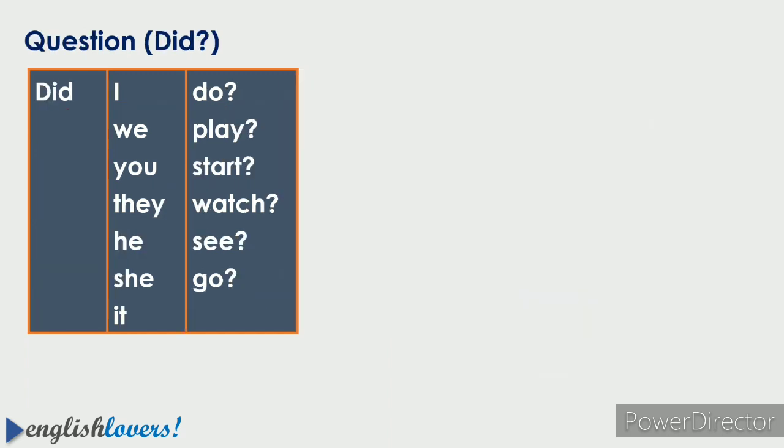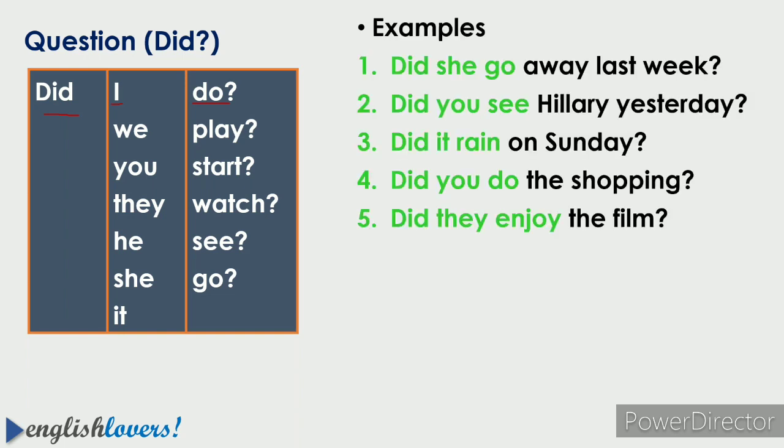Next is questions. Questions are formed by using the past aspect of do, that is did. Again, remember the structure. Whenever there is a question, the structure is the same. That is, first is the auxiliary or helping verb, then the subject, and then the main verb. So: did I do, did I play, did I start, did I watch, did I see, did I go. And one thing is that there is a question mark at the end of the sentence. So this is the structure. It's pretty simple. And then we'll see some examples.